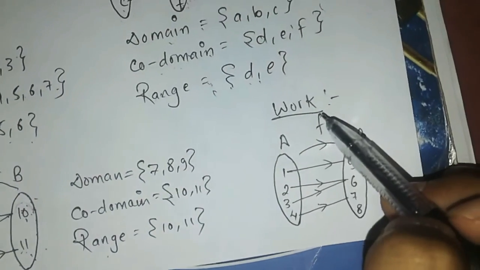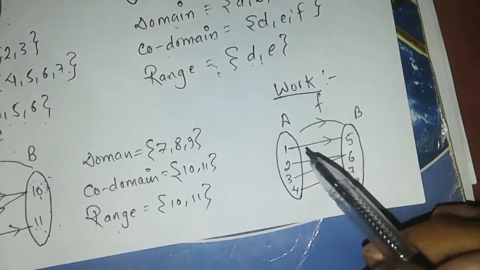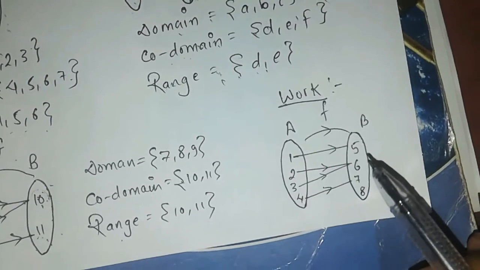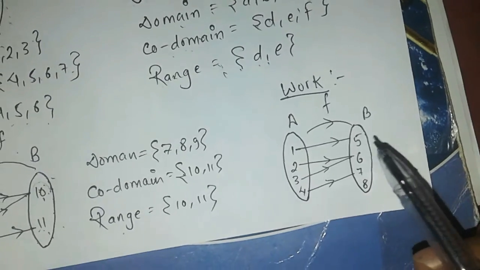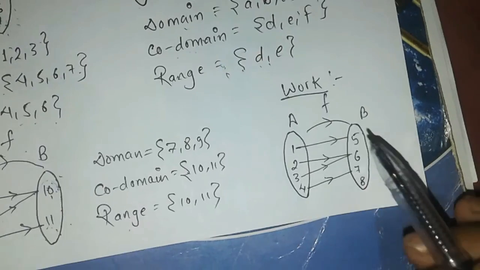So now after knowing this, you have work to do: find out the domain, codomain and range. You can give your answers in the comment box, or send them to me on Facebook or Instagram, with links given in the description box.